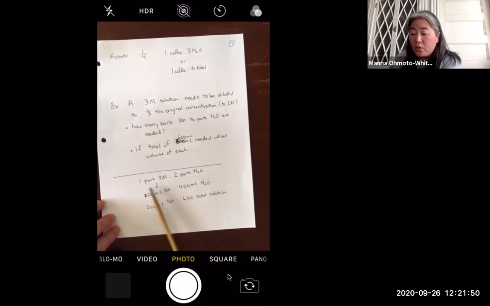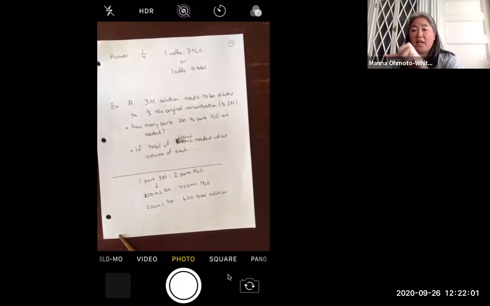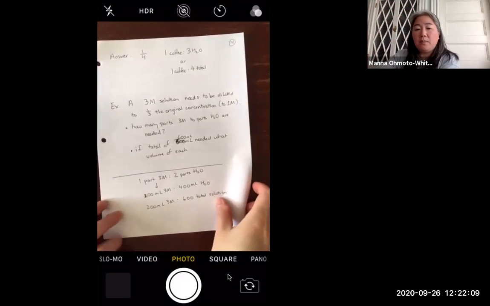This is still a 1 to 2 ratio, or if I look at it in the parts to whole, it's 200 milliliters within a total solution of 600. So I'd start out with 200 milliliters and I'd add 400 milliliters of water till I got to the total solution of 600 milliliters. And then of course shake, shake, shake, shake, shake, so it's completely mixed.